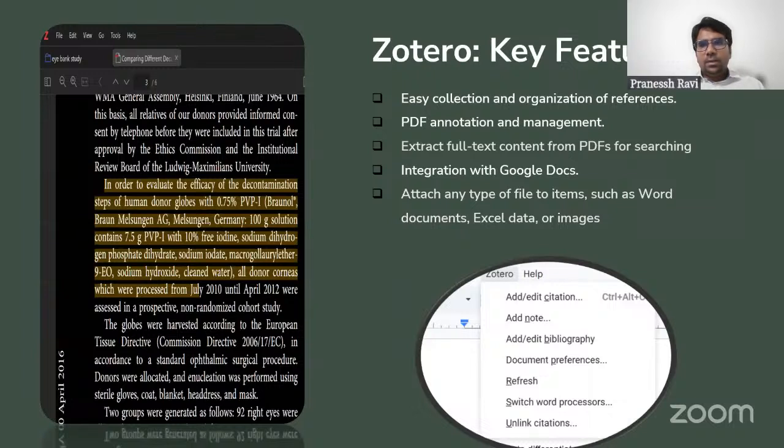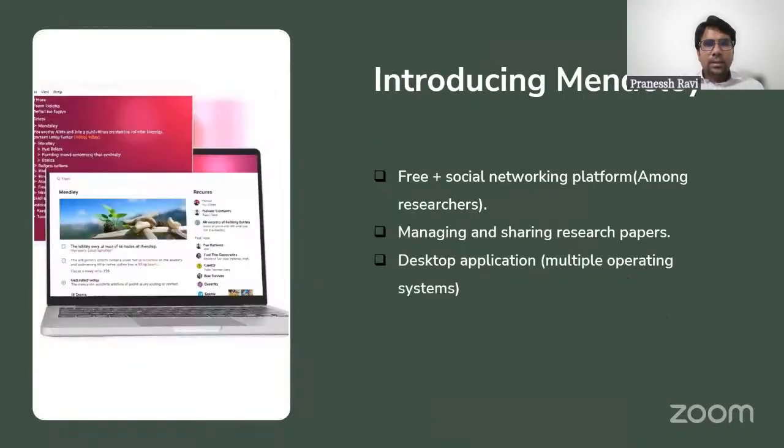Key features are that it can extract full text, integrate with Google Docs, and deal with any type of word editing software, be it Google Docs and so on. It can also collect images. And this is a plugin where you see the integration with Google Docs, and then you can annotate in PDFs, and it will immediately store the annotation so you can keep it there for future reference.